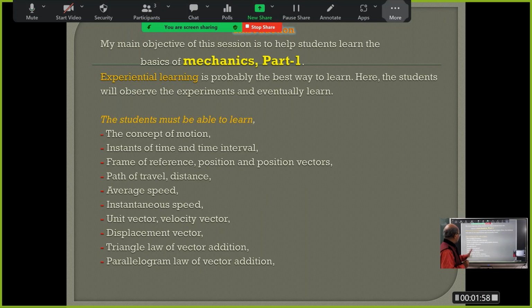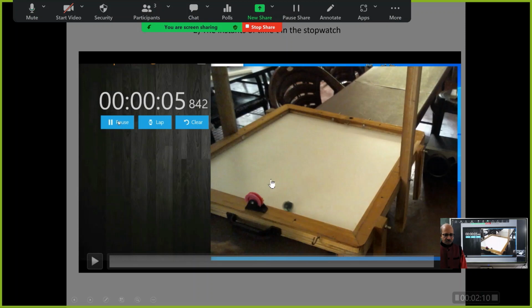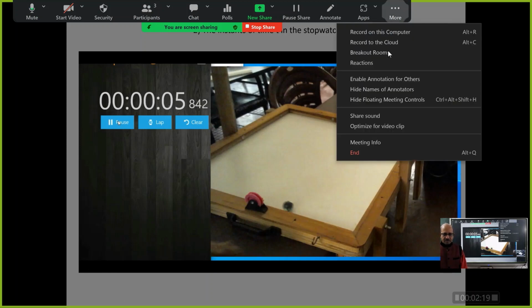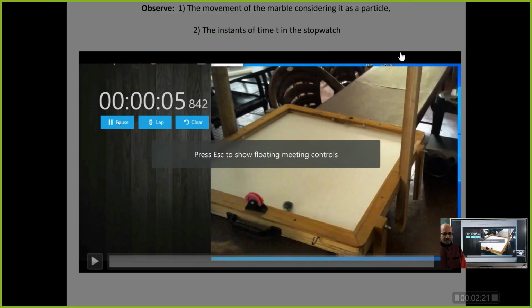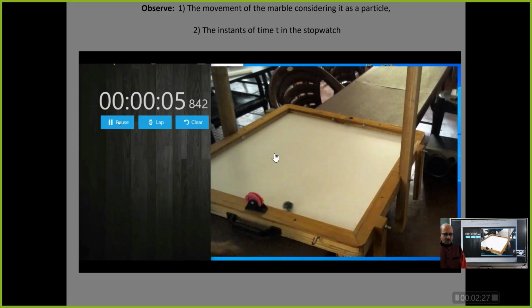So here we go. This is our first slide. You can see a plain board here. It's fairly smooth. And then you can see an object here. This is basically a marble, but for all practical purposes, you can consider that to be a particle, right? With certain mass. And of course, this is a fairly smooth board.